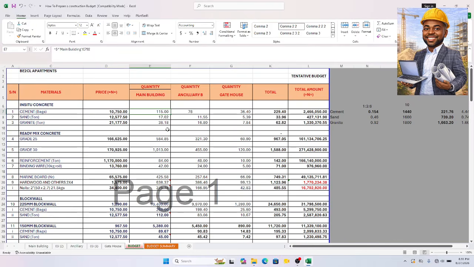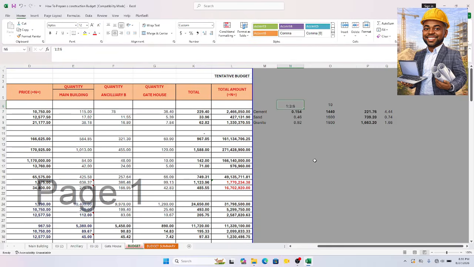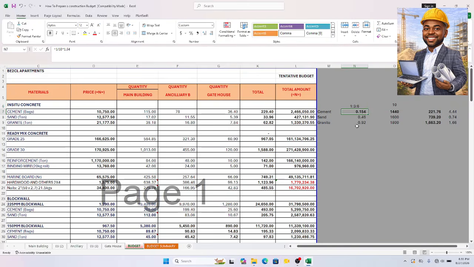But another person might say, okay, how is it 4.44 or how is it 5 bags? Okay, I'll quickly show it now and then we are going to move forward. Take for instance, I just drafted something here. Let's say this is the concrete, 1:3:6, the concrete for the blinding. Now this is the sum of the ratio: 1 + 3 + 6 is 10. Now for cement, it is 1/10, 1 part over the total, right?